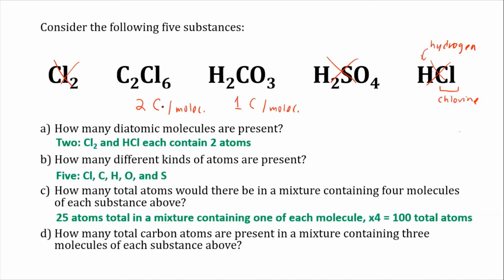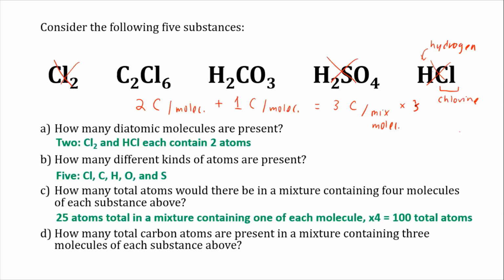Okay, so now we figured out how many carbons we have per molecule. And we have a mixture containing 3 molecules of each of the above substances. So 2 carbons per molecule plus 1 carbon per molecule. We mix them together. That means we have 3 carbons per mix of molecules.